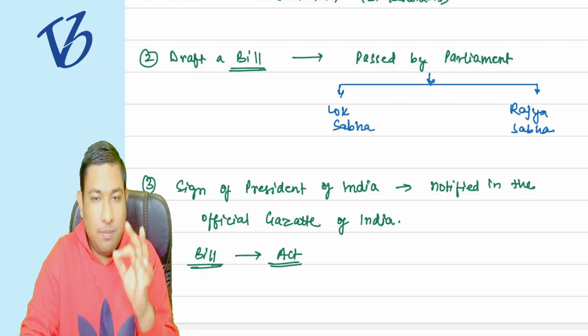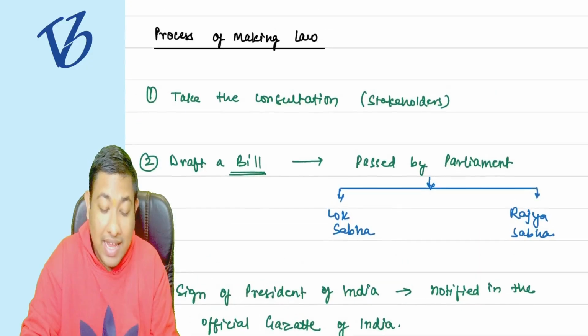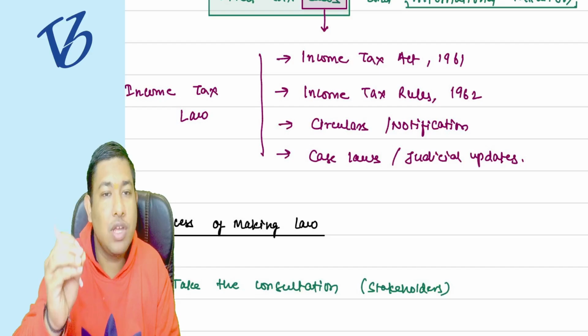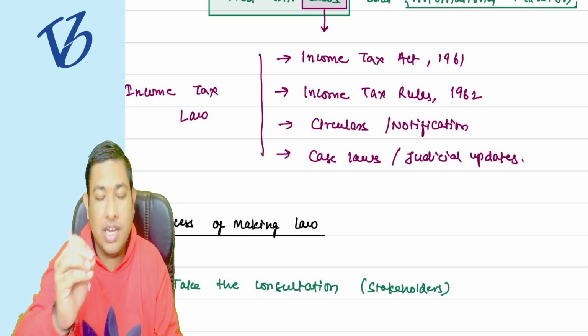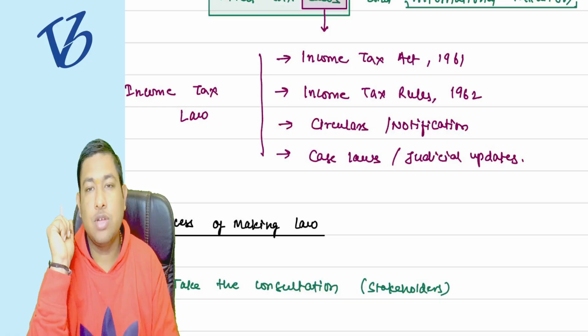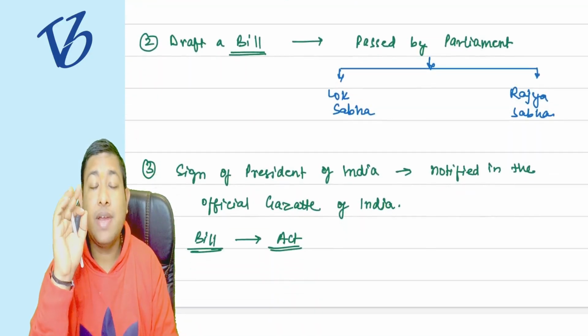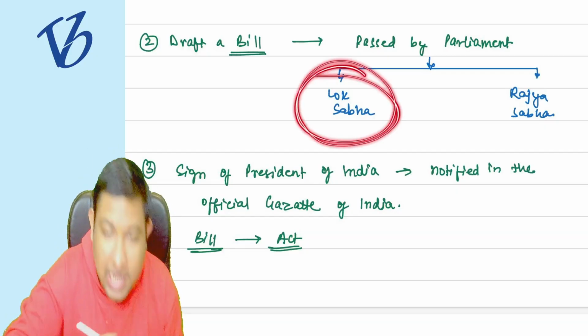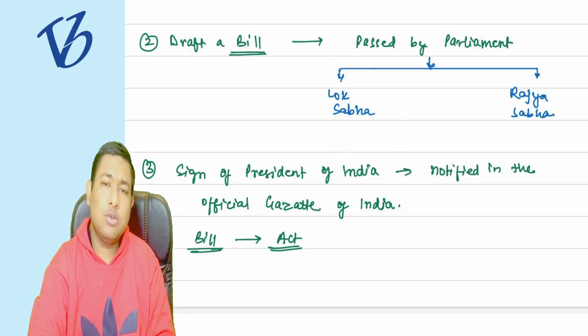Indian citizens, which impacts the general public as a whole, like the Income Tax Act 1961. Each and every person needs to pay income tax. So it is impacting each and every citizen of India. So that particular bill you have to first take to the Lok Sabha. Why first ask the Lok Sabha?